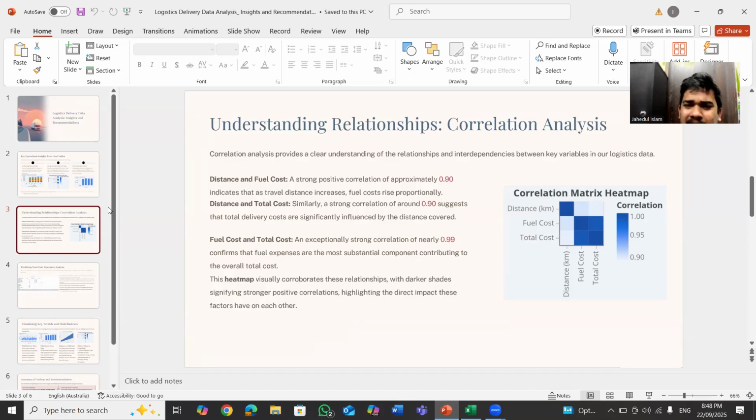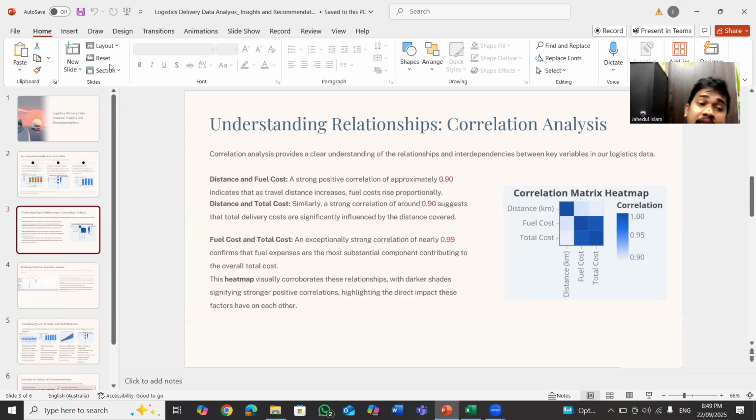Let's talk about the fuel cost and total cost. An exceptionally strong correlation, nearly 0.99, confirms that the fuel expense is the most substantial component contributing to the overall total cost. So we found distance and fuel costs are strongly correlated. Distance and total costs are strongly correlated and all.